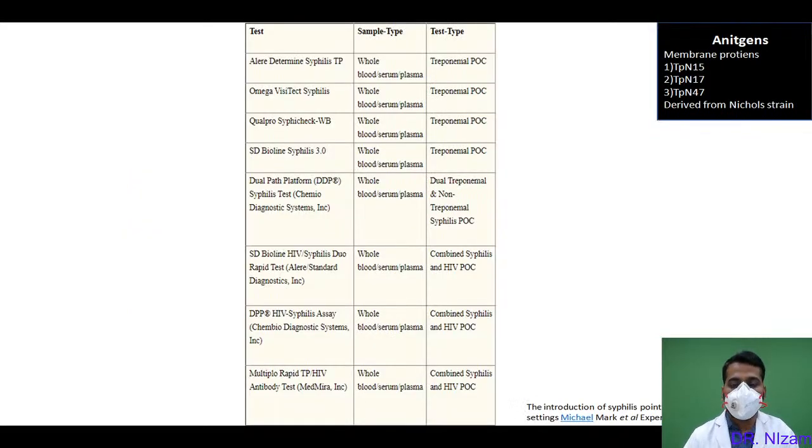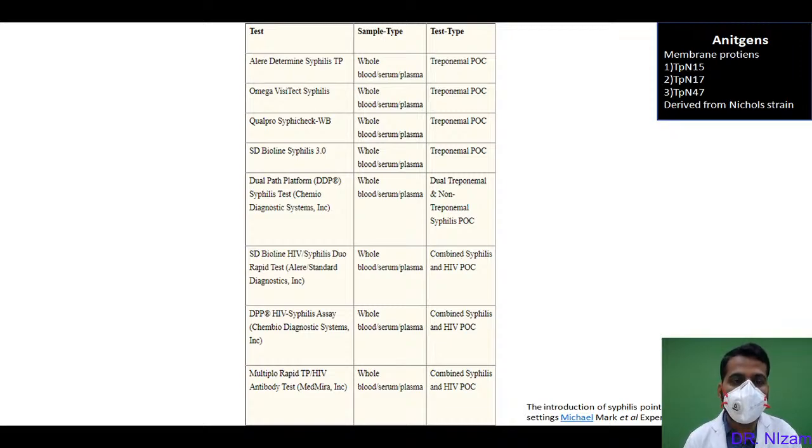But WHO has verified these following 8 rapid tests, that is Alere Determine Syphilis test, and this rapid test can be used for both treponemal point of care test and non-treponemal point of care. Not just that, they have also developed the combined test for syphilis and HIV. These are the following.